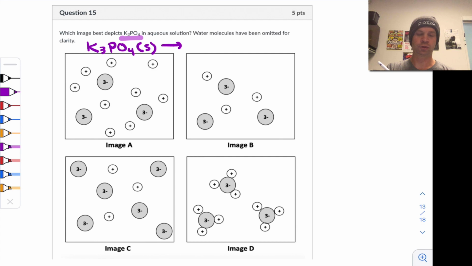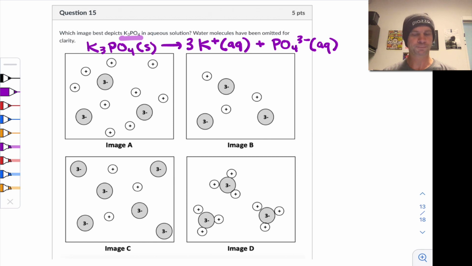When dissociation occurs, we end up with a solution that contains those separated ions surrounded by what we call solvating water molecules. And here, with the formula K3PO4, we end up with three K pluses and a PO4 3- anion for every formula unit of K3PO4 that dissolves. So you can think about this in molar terms, with 3 moles of K plus and 1 mole of phosphate produced for every 1 mole of K3PO4 dissolved.